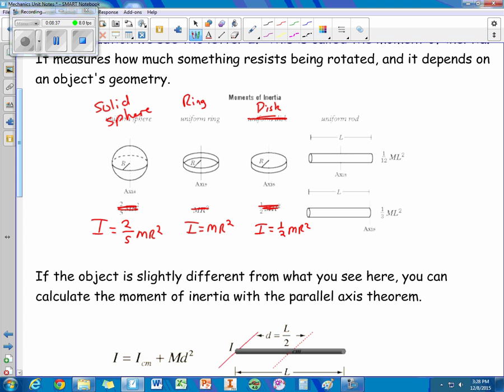All right, now if I have a uniform rod and I wish to rotate it around its center, I would equal 1/12 ml squared. If I took that same rod and tried to rotate it around its end, it'd be 1/3 ml squared. So notice it's harder to rotate this rod around its very end than it is to rotate it at its middle. And I think we can all experience that.